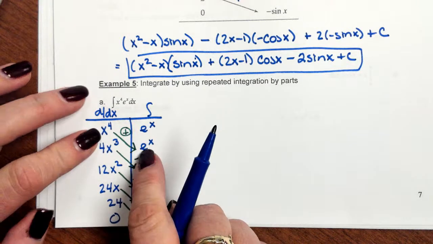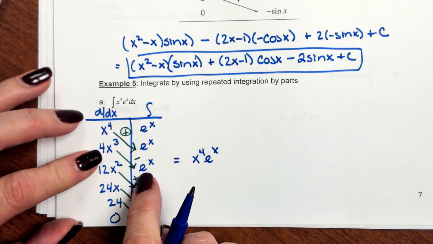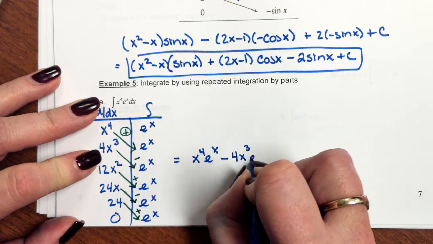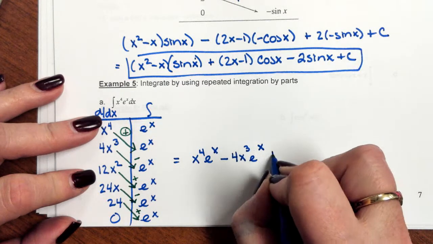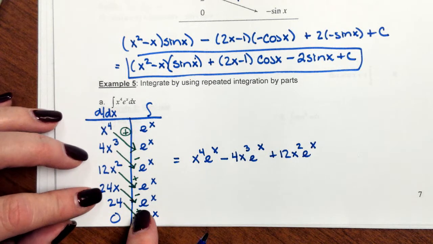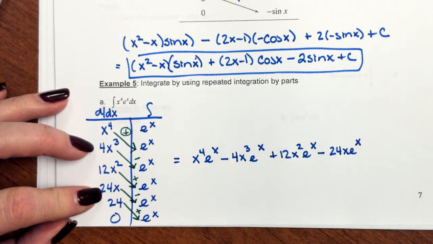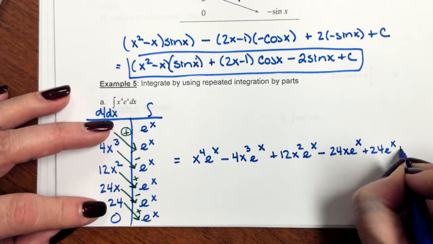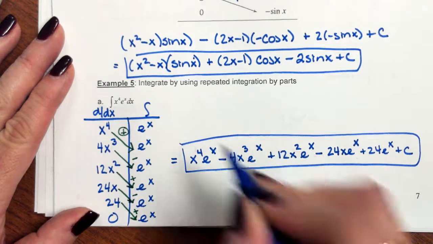So now we're going to put all these together. So I have x to the fourth times e to the x. I have 4x to the third times negative e to the x. So negative 4x to the third e to the x. 12x squared times e to the x. 24x times negative e to the x, which will be minus 24x e to the x. And then finally 24 times e to the x. And then plus your constant. So that's how your tabular method works.